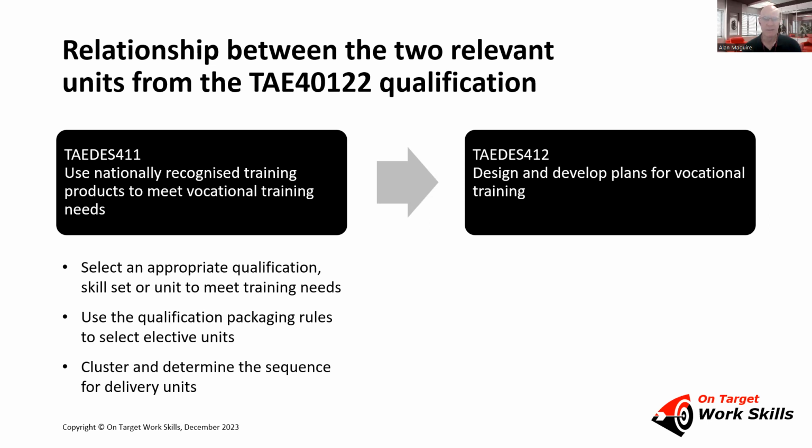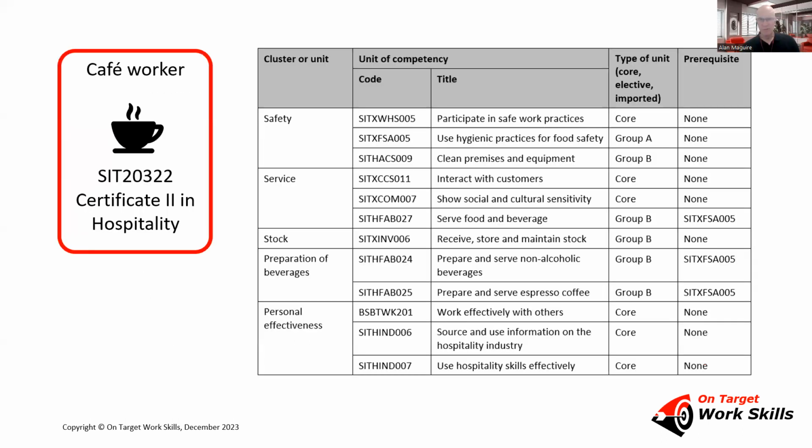for delivering units. I have already uploaded 2 videos covering how to use qualification packaging rules and also how to cluster and sequence units. The end result of those 2 videos I'm showing on the screen now. It was a scenario case study about a cafe worker. The appropriate qualification would be a Certificate 2 in hospitality, and on the video I showed how to select, and then on a second video how to sequence those units, and as I'm showing on the screen now was the end product of those 2 videos.